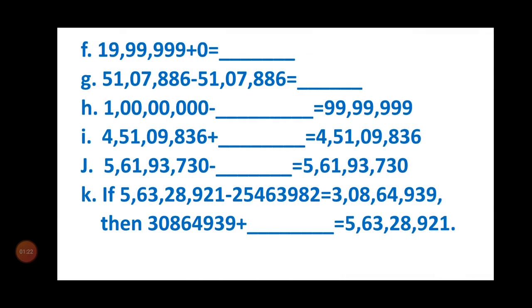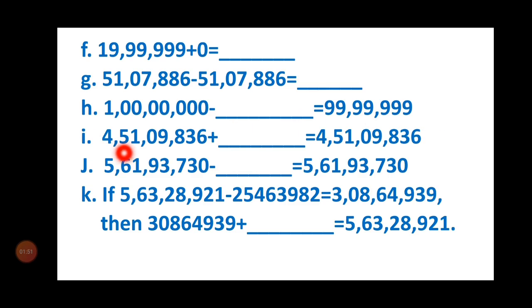And F, 19,99,999 plus 0 is equal to dash. G, 51,07,886 minus 51,07,886 is equal to dash. H, 1 crore minus dash is equal to 99,99,999. So what you have to separate from this, you will get this answer.